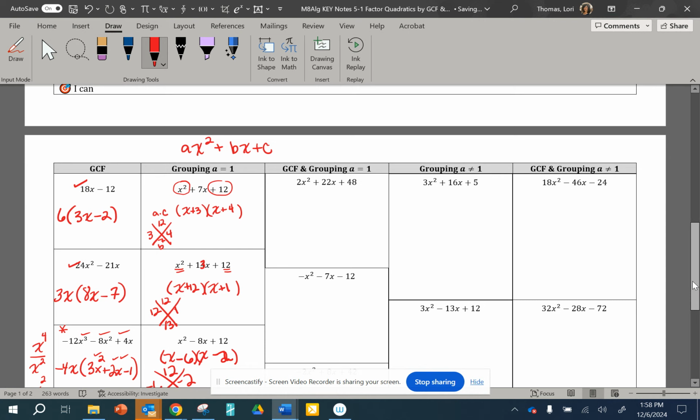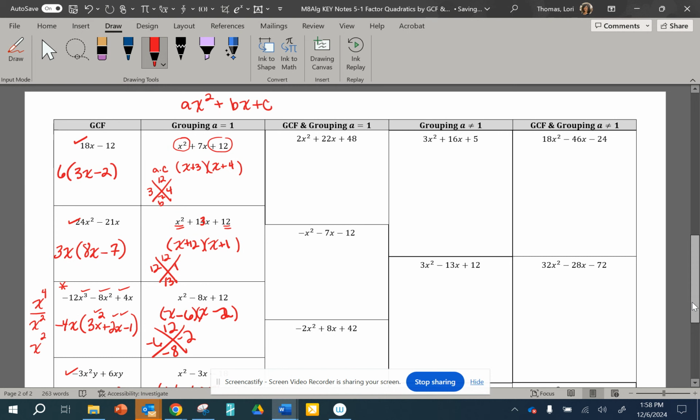Now let's look at our third column. So our third column is putting the first two ideas together. So we're going to have a GCF, and once we factor out the GCF, our A will then be a 1, and then we can quickly factor the two binomials. So we can see here that we can factor a 2 out of each term.